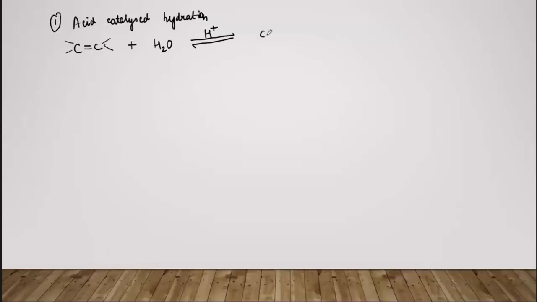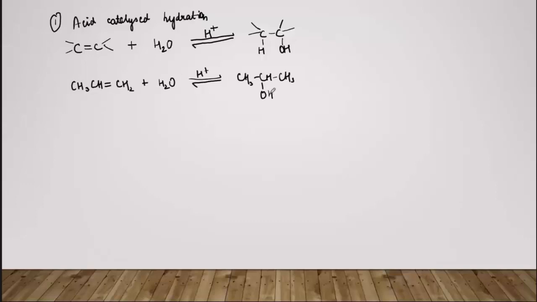And what are we getting? One carbon will get H and the other carbon will get OH. So this is the alkene and this is the alcohol. Now I'm using the simplest alkene, that is propene, here to write the reaction. Okay, so this is the reaction.